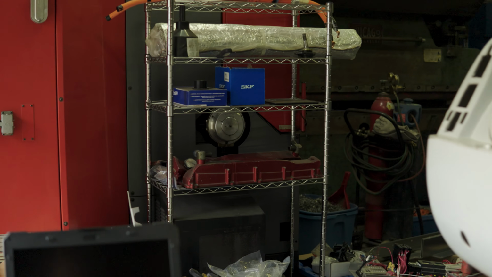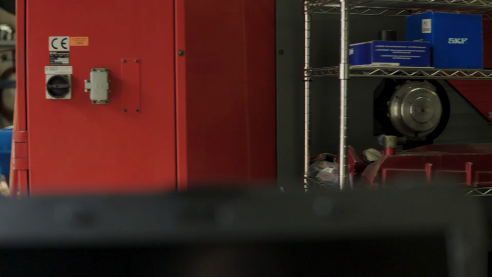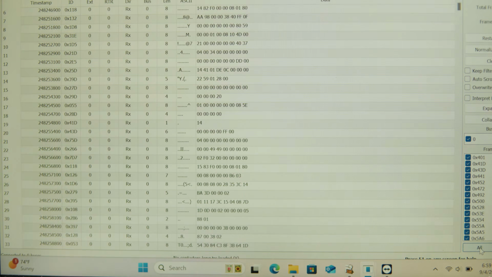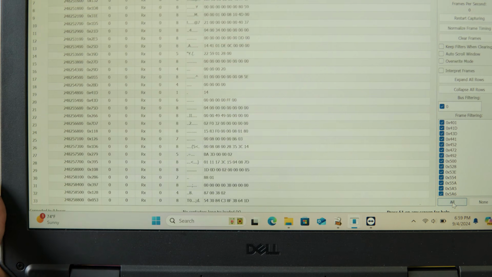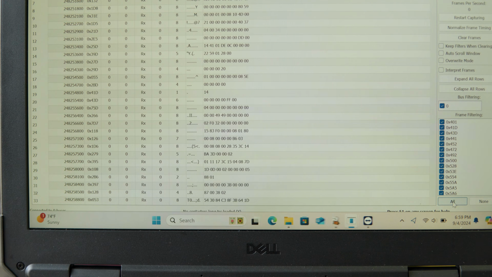Okay, out to the laptop first. If I can get this camera to focus. Okay, this is my CAN bus data. So this is the log that I pulled off of it.